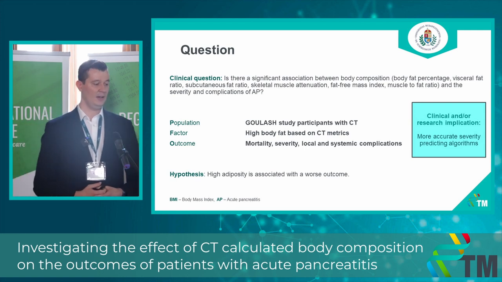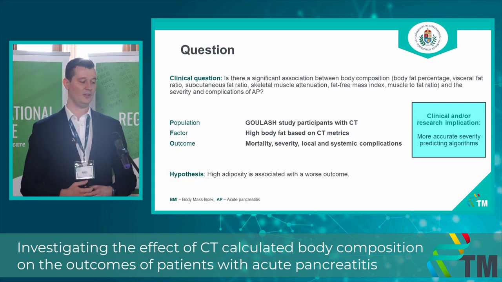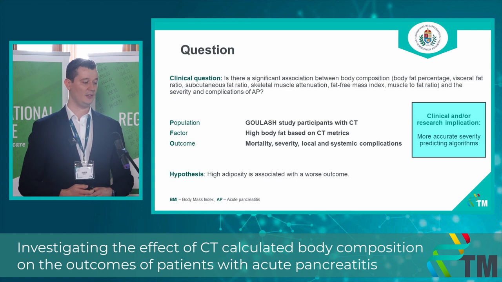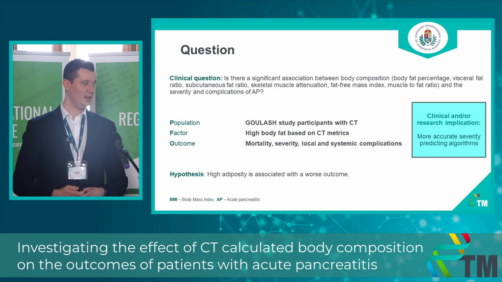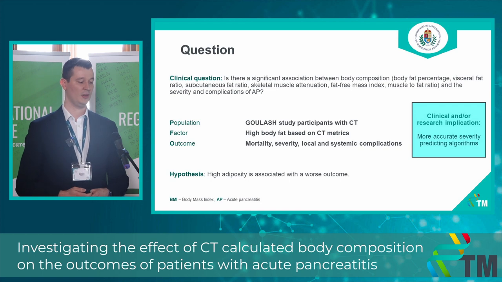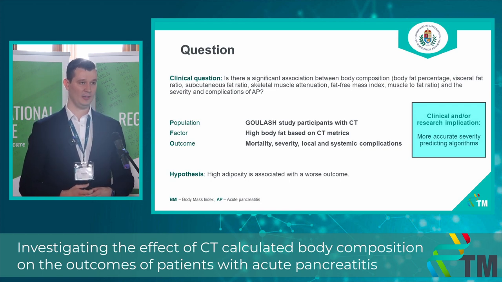The question is if there is a significant association between the CT calculated body composition measures and the severity of AP. We will follow a PFO framework and analyze retrospectively the Gulash study participants with CT imaging. And the hypothesis is that high adiposity is associated with a worse outcome. The clinical and research implication of the project would be that severity predicting algorithms would be more accurate.